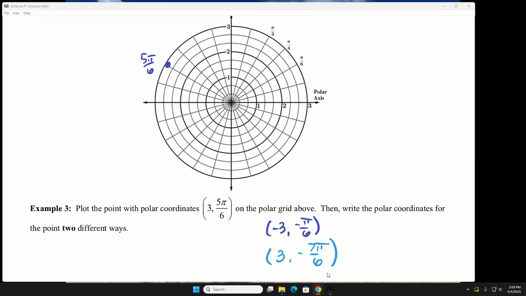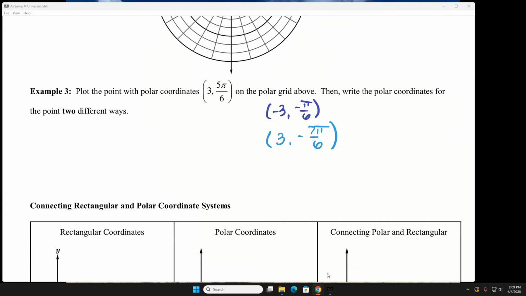Sometimes you can just plot the point and figure it out like we did right there. If you don't want to do that, I'm going to give you 3 different mathematical things you can do to get different points. One, we keep r the same, but we take the theta and subtract 2 pi from it. If we did that, this is what we would get for this particular example.